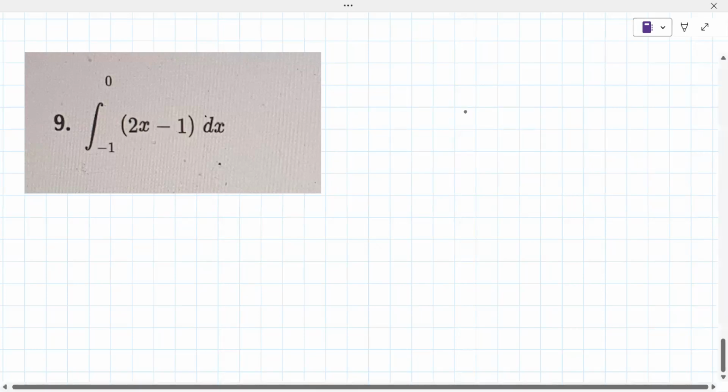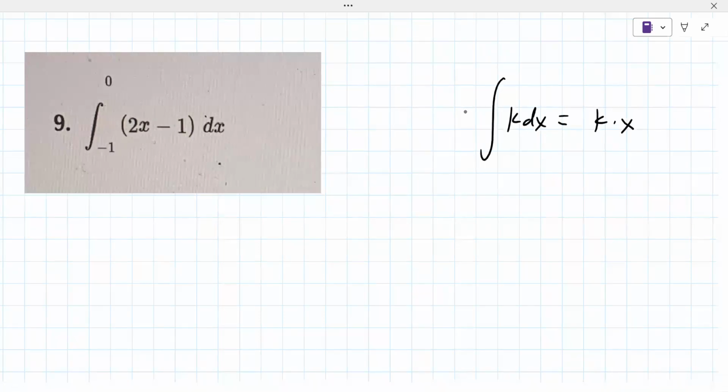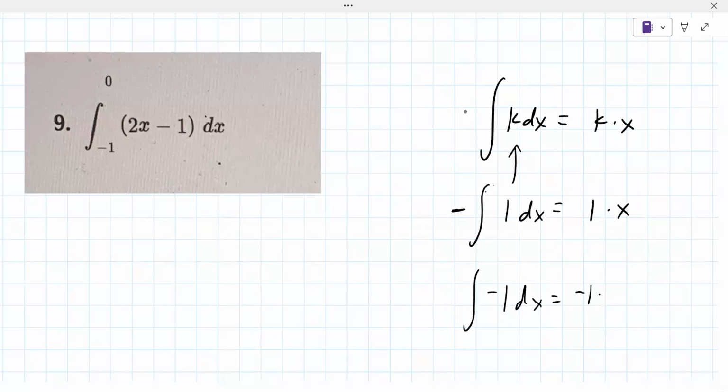So remember, if it's the integral of a constant dx, it becomes the constant times x. So just one x. The integral of one dx, the constant is one, so it becomes one times x. Now you have a negative in front, so you can either put it there or you can treat it as negative one dx, and then it becomes negative one times x. So negative x then.